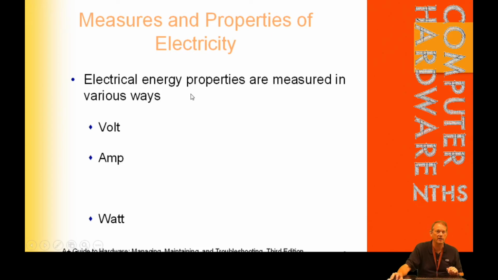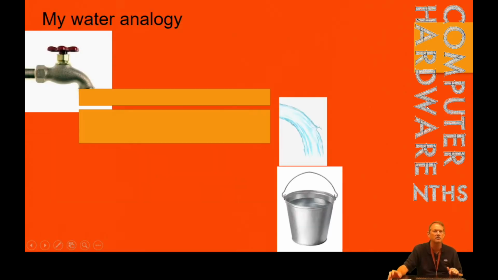There's another one right here that I have whited out because we don't talk about ohms in this class. I don't see any reason to. It's not something we can control, so I just skip it. So volts, amps, and watts, and what are they? I've got a little analogy I like to use in my class to describe what volts, amps, and watts are.